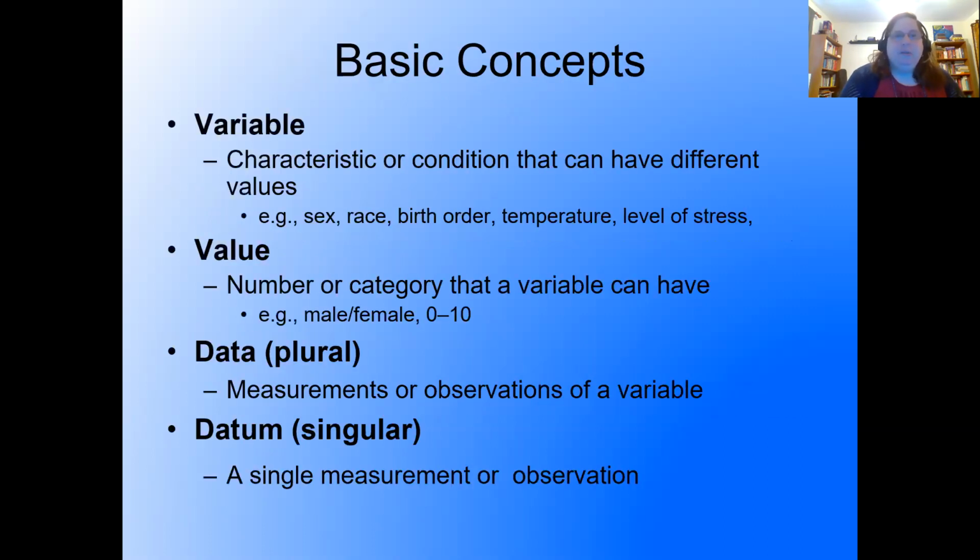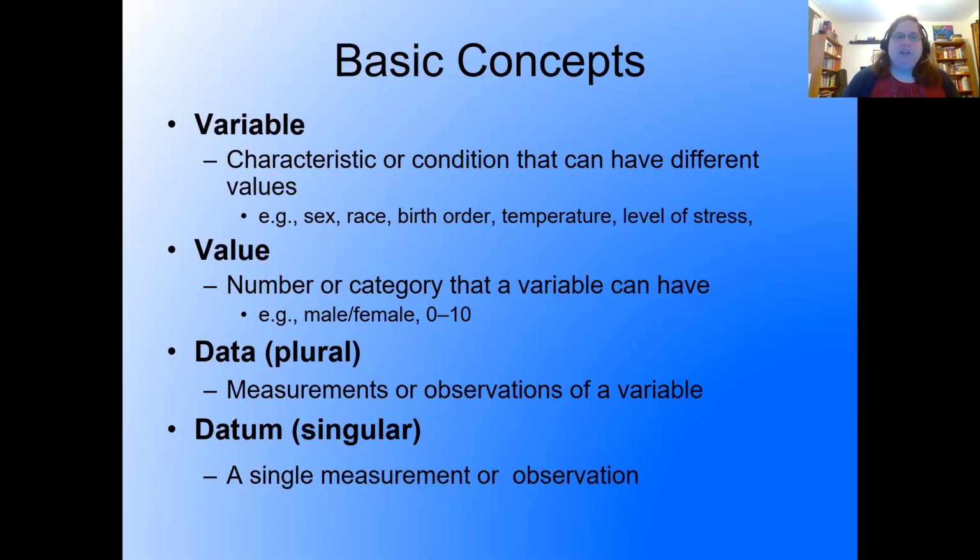So now, as promised, let's talk about some basic concepts, some basic information about variables. So let's start with some definitions. A variable is a characteristic or condition that can have different values. Anything that can take on different values is a variable. So sex, race, birth order, temperature, level of stress, right? These are all different variables because they can all take on multiple values.